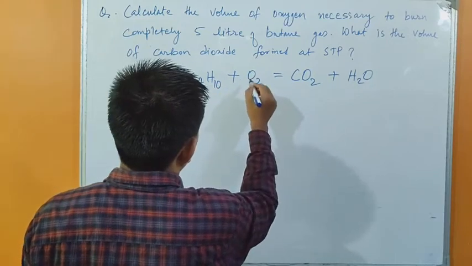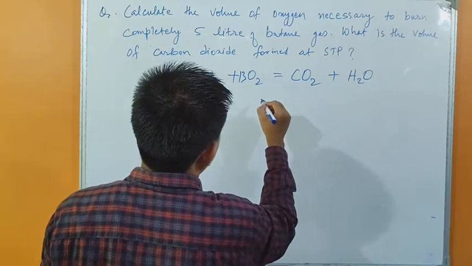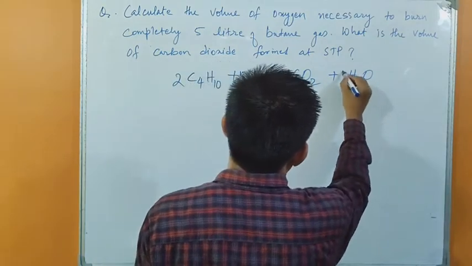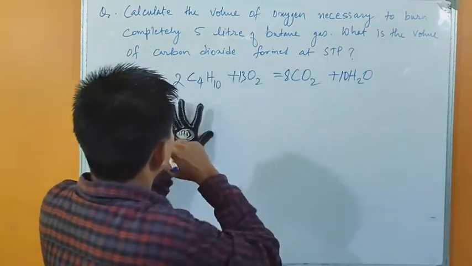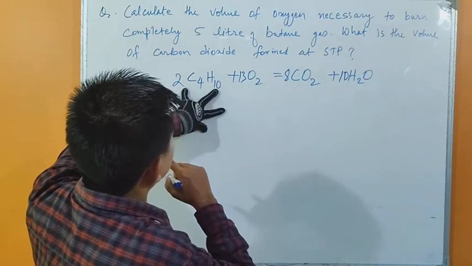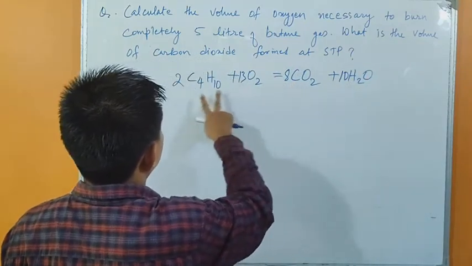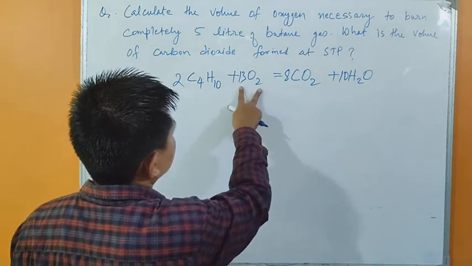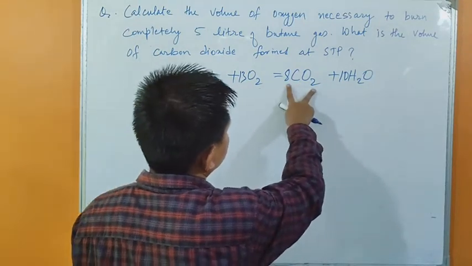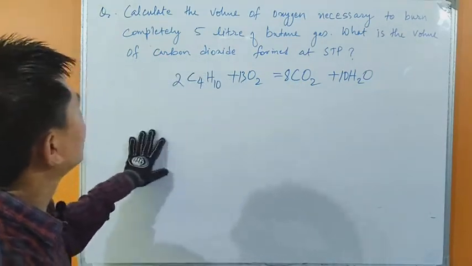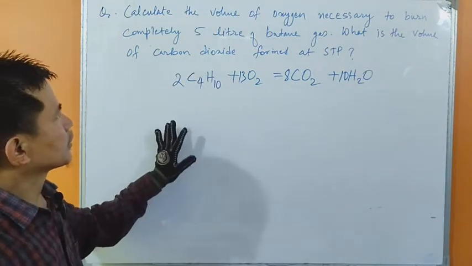2, 13, this is 8, this is 10, and let us see. 10 to the 20 hydrogen, 8 carbon, 26 oxygen, 8 to the 16 plus 10, 26 oxygen. This equation is balanced. Now let's see the question.